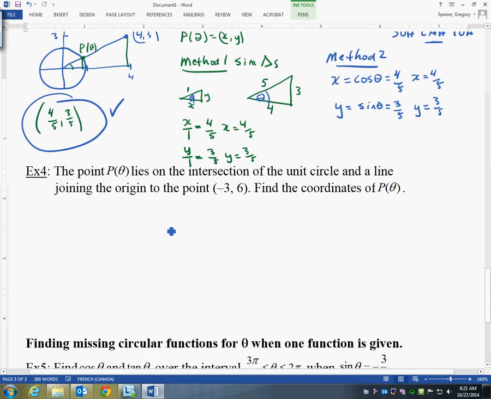We're getting there, folks. The last example for today. The point P theta lies on the intersection of the unit circle and a line joining the origin to the point -3, 6. Find the coordinates of P theta. Now, it's exactly the same as our previous question, except that we have picked a new quadrant. And I cannot draw a vertical line very well. So here is our -3, 6.